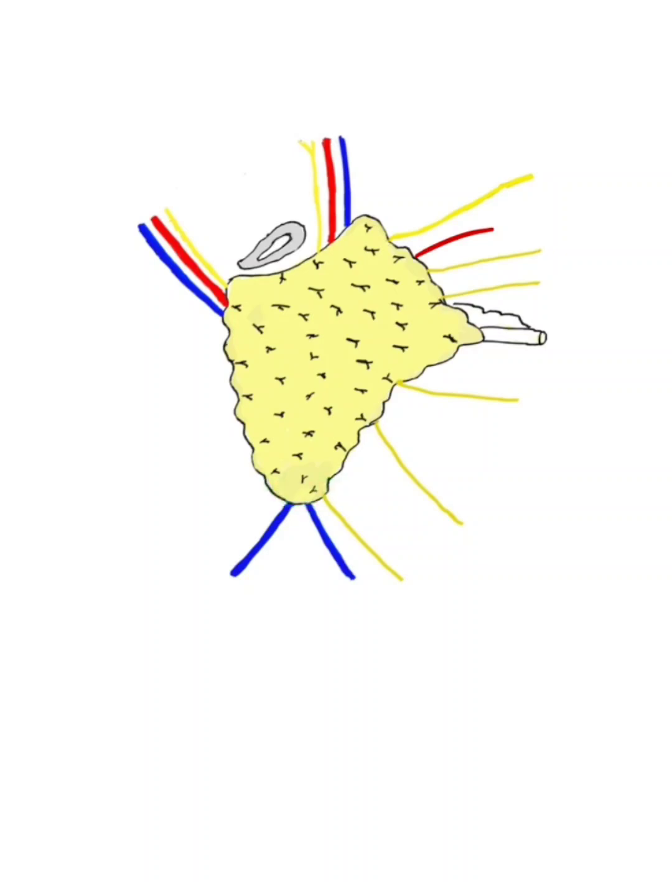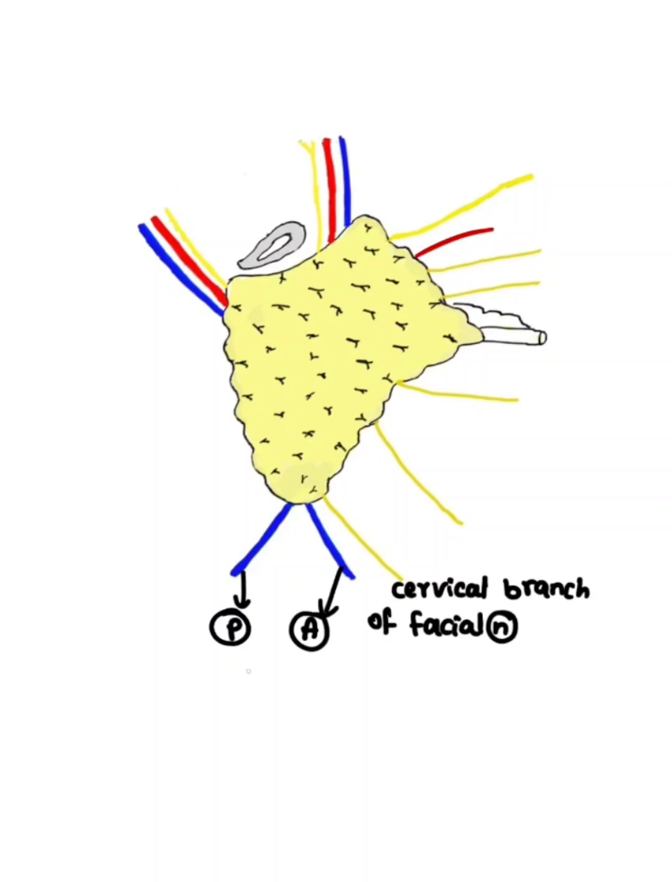It is directed downwards. It is overlapped by posterior belly of digastric muscle. The structures emerging through apex are cervical branch of facial nerve, anterior and posterior divisions of retromandibular vein.